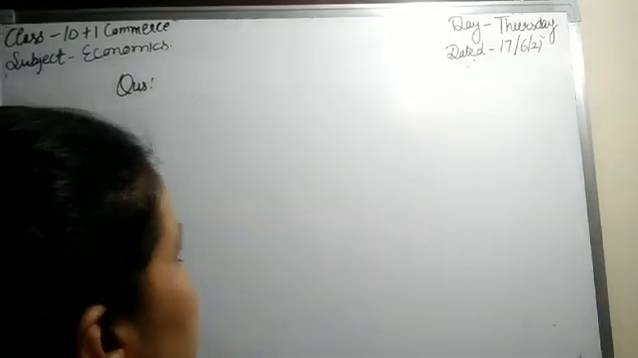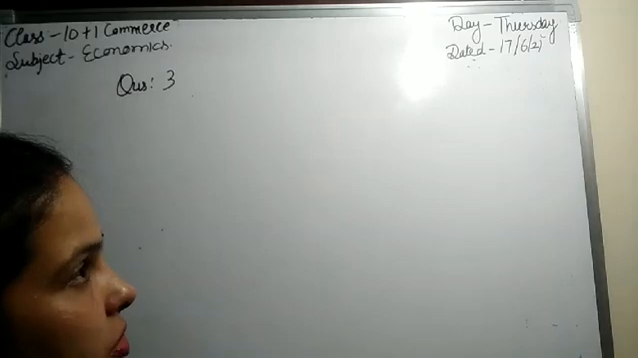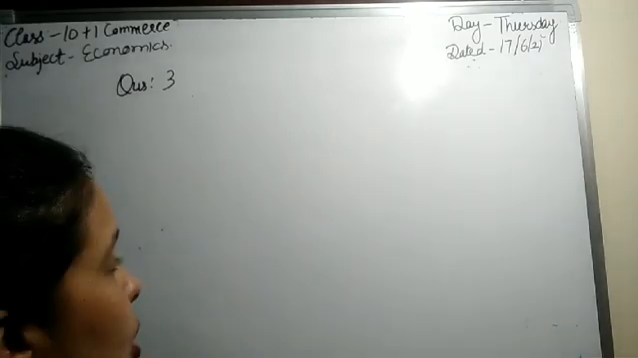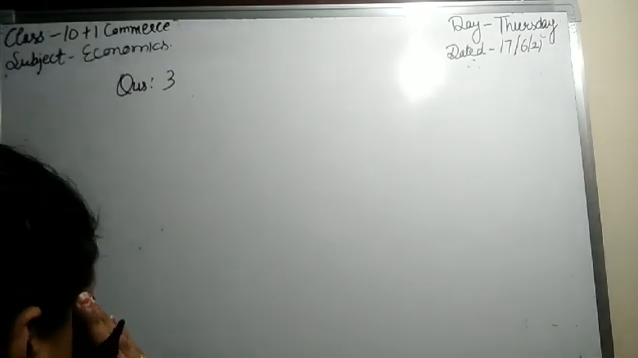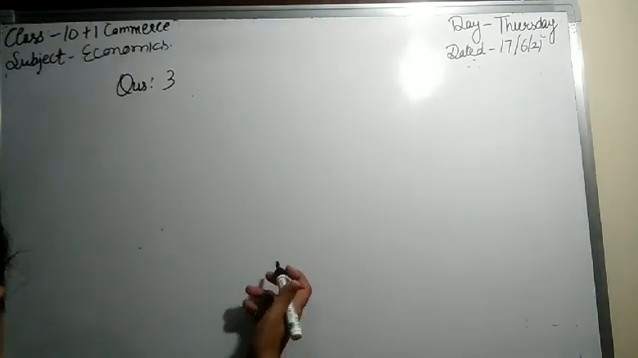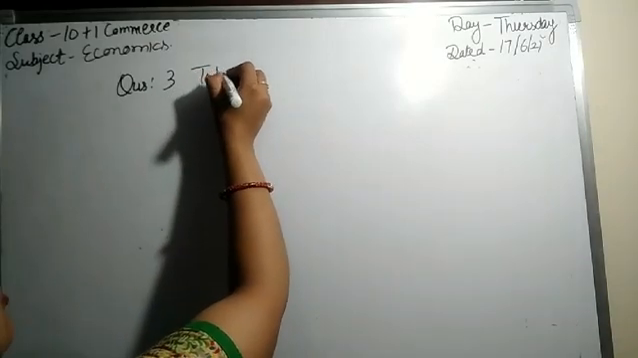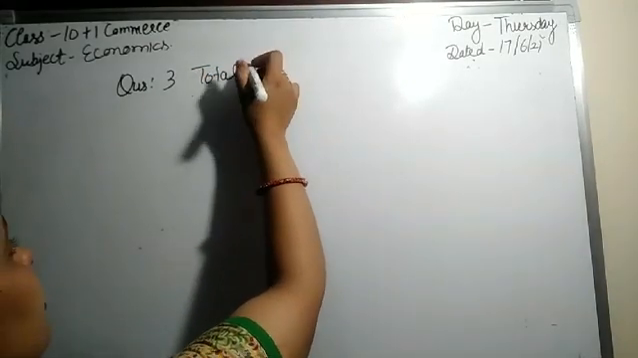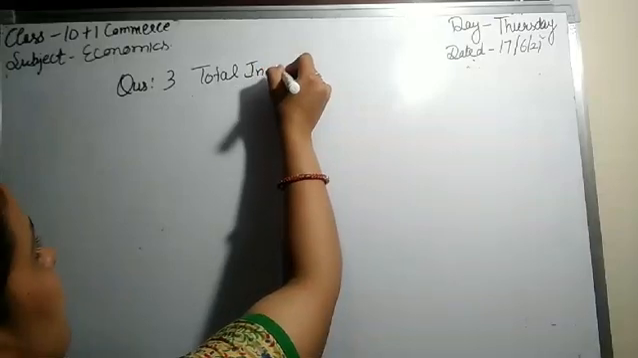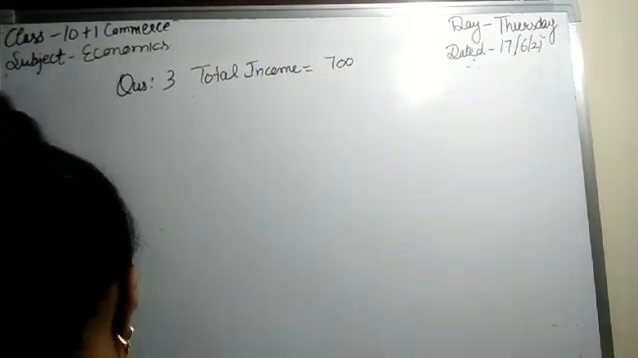The next is question number 3. This question is similar to question number 2, but some changes are there related to income. In this question, income is given to us as rupees 700. So we can say that the total income of the consumer is equal to rupees 700.